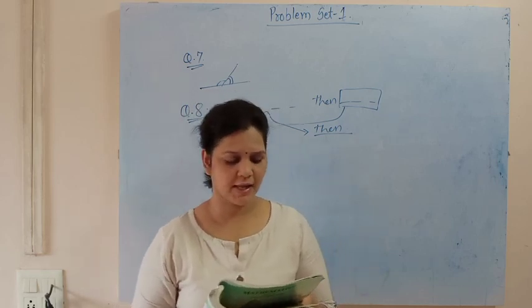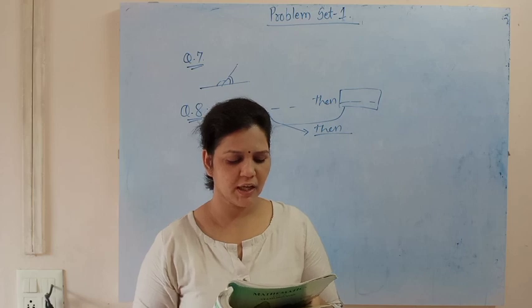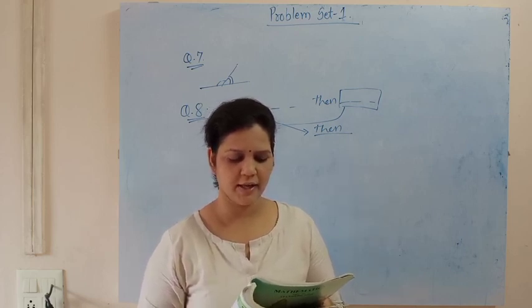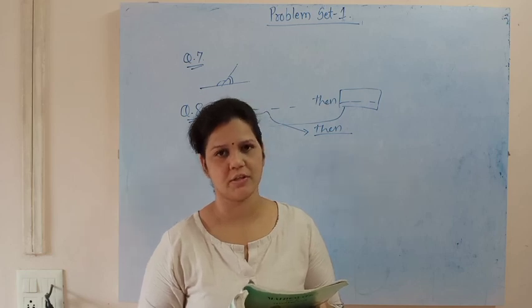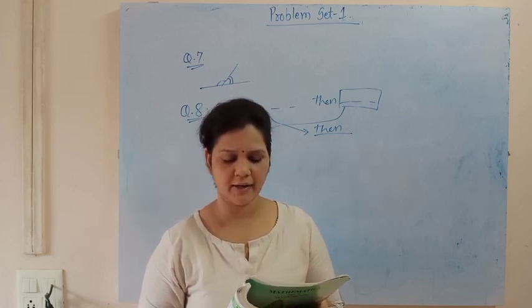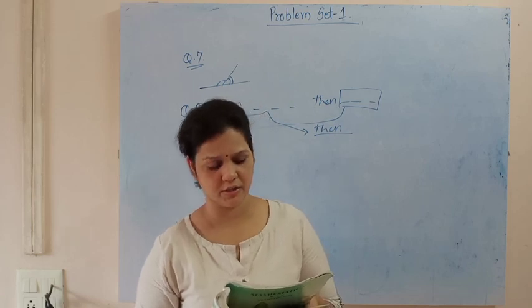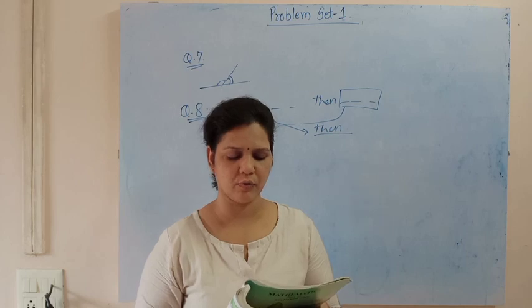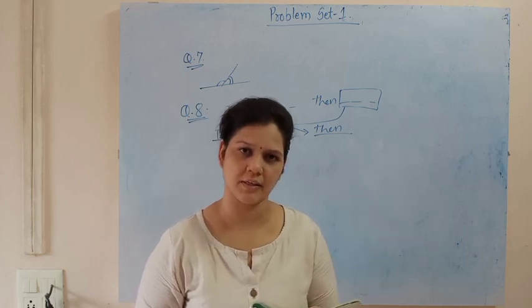Second question. If the sum of measures of 2 angles is 90, then they are complement to each other. How to write? If the angles complement each other, then the sum of measures of 2 angles is 90 degree.